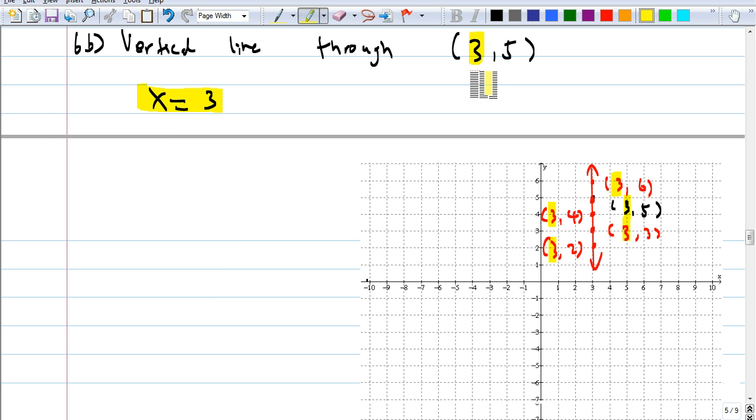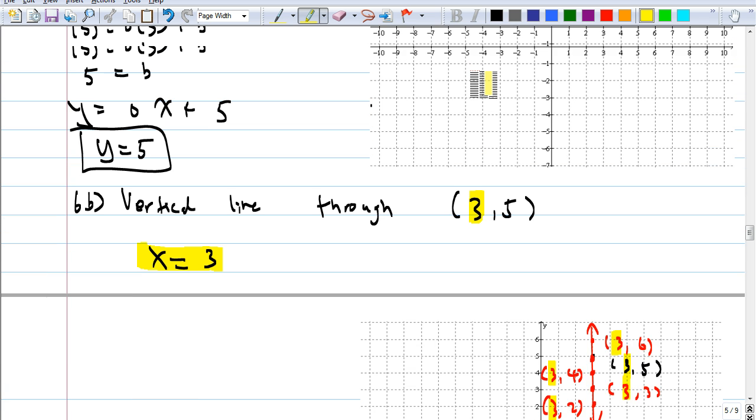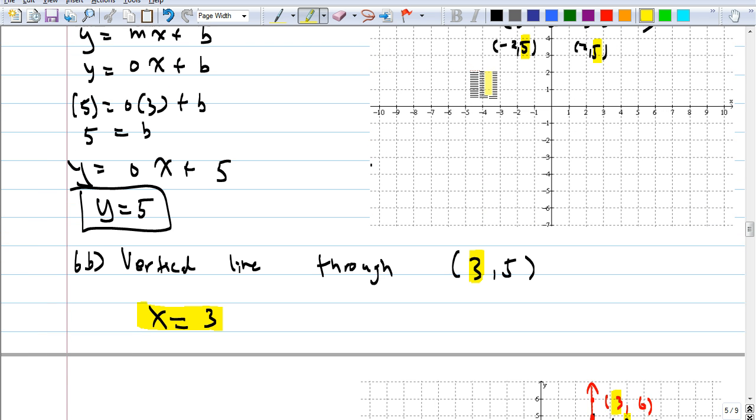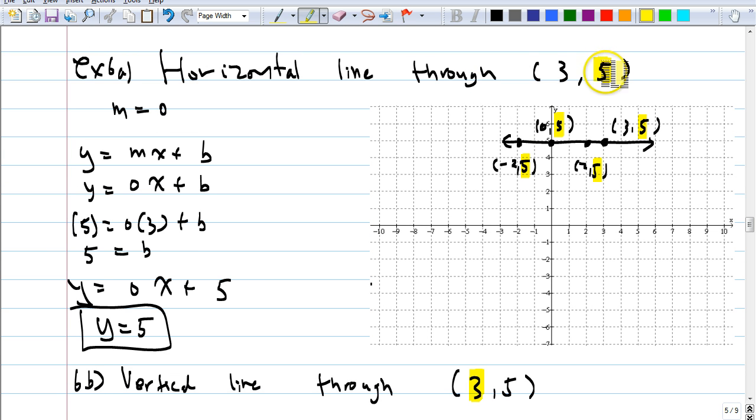Does that make sense? If it's a horizontal line, which one do you use? y is equal to the what? The y-coordinate. Does that make sense? Do you get this? All right. Okay, good.